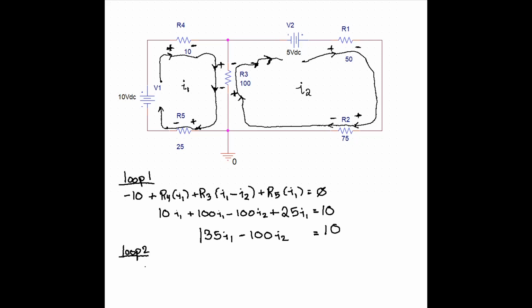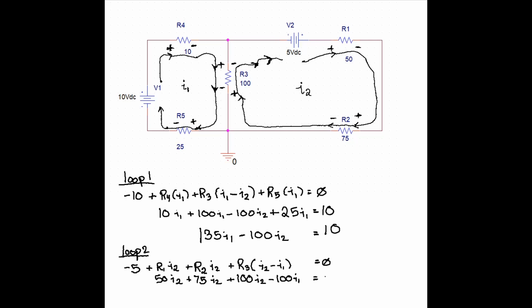We do the same process for loop 2, going clockwise. I started on the left of the 5-volt DC source. The first thing we hit is a minus sign, so it's minus 5 volts DC. Plus R1, the first thing we hit there was a plus sign, so plus R1 times I2, plus R2 times I2 once again as we continue clockwise. And then we run into R3 again, so pay particular attention to this. From the perspective of loop 2, our I2 current encounters R3 with a plus symbol. That's the first thing we do on the right side of the circuit.